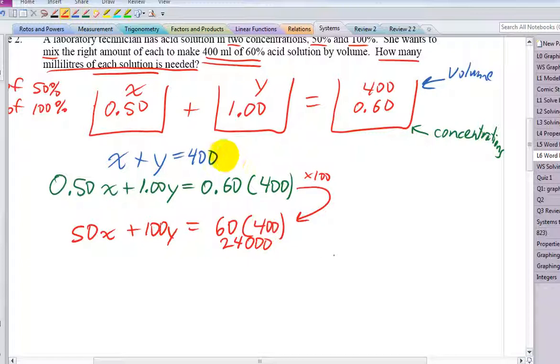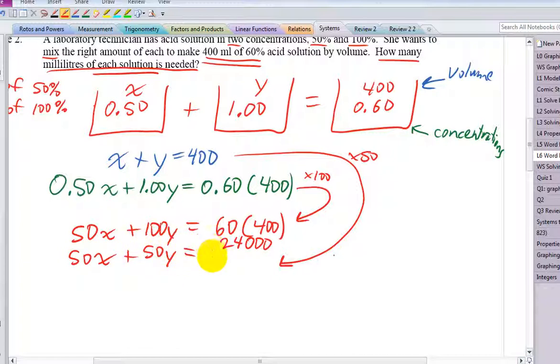Okay, what should we multiply the top equation by? What are two numbers that we could use? 50 or 100. What do you choose? 50? So then we get 50x plus 50 times y equals 5 times 4 is 20. And then we need 4 zeros. 1, 2, 3, 4. Okay.